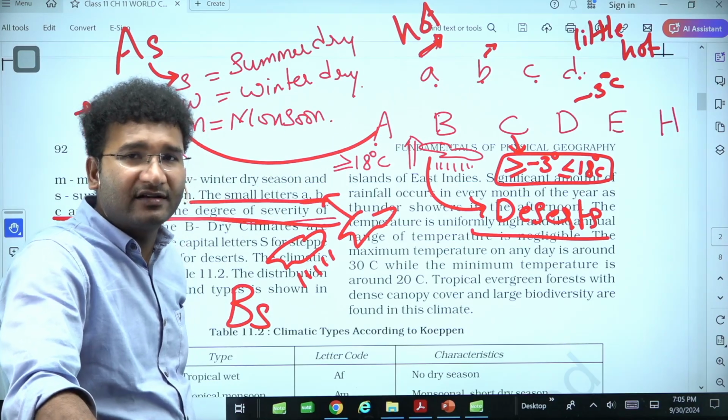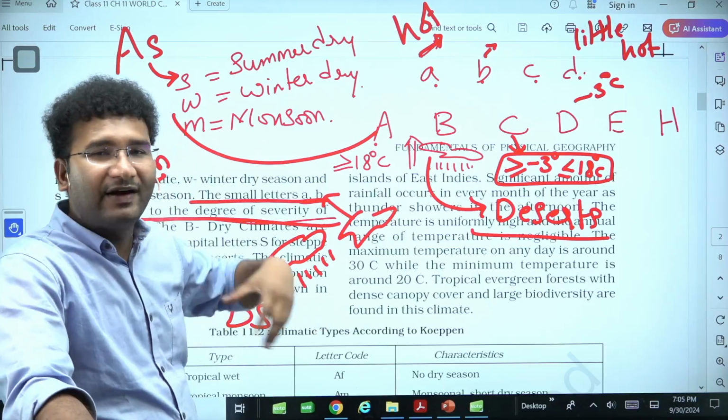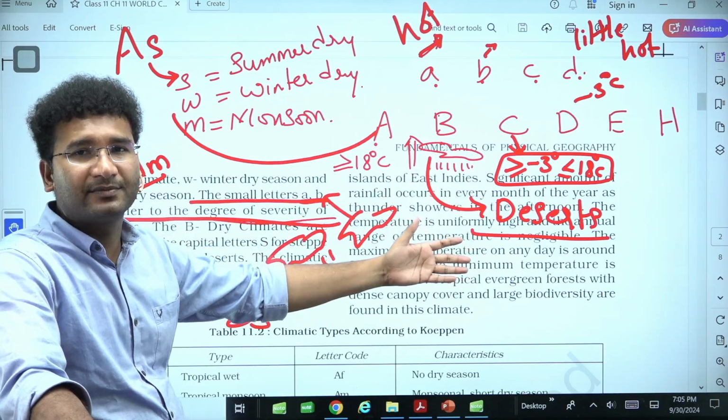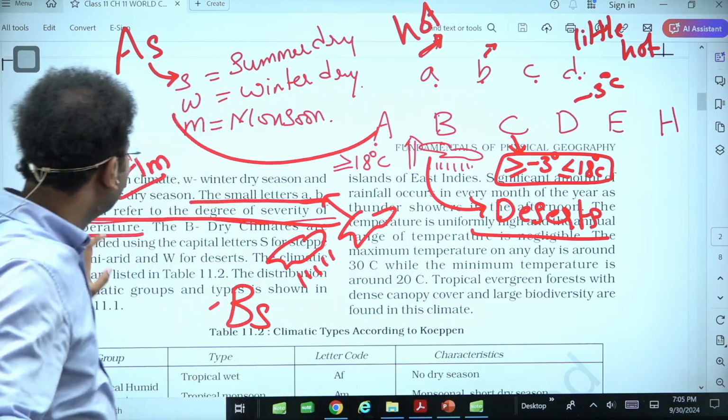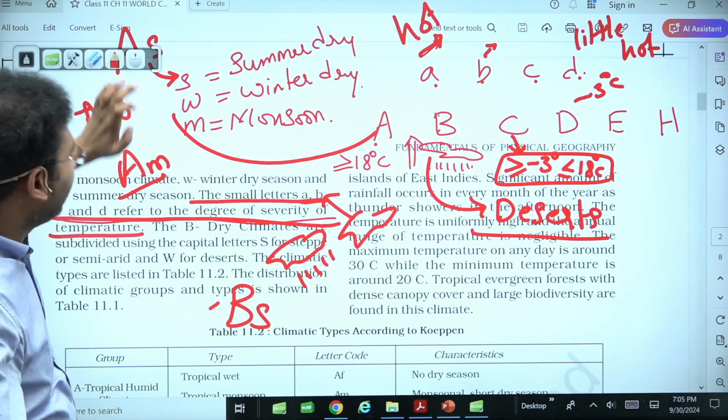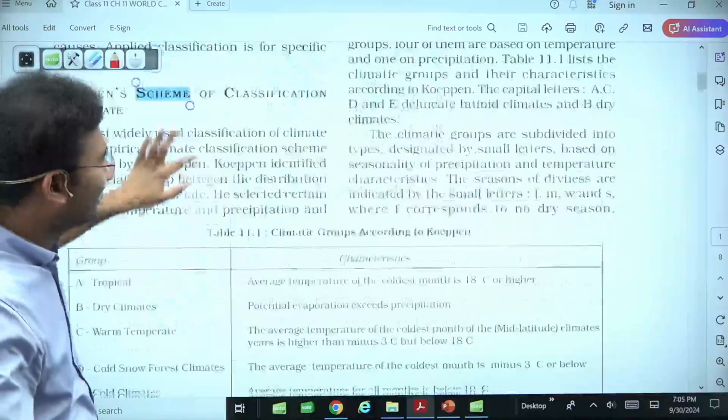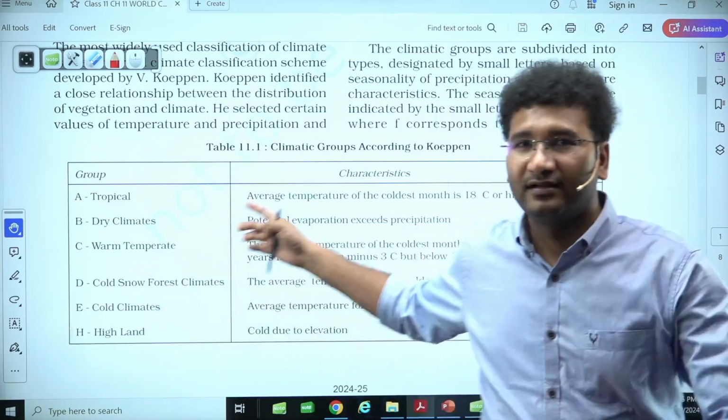In this manner, you are going to divide the entire world into different types. So this is what Koeppen is. It's just that the names of these climates you need to learn. For that, all you need to do is just remember the values.